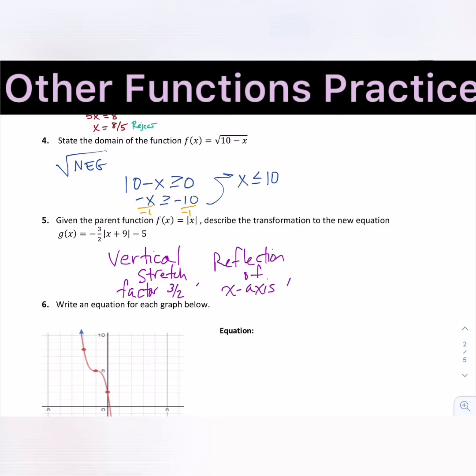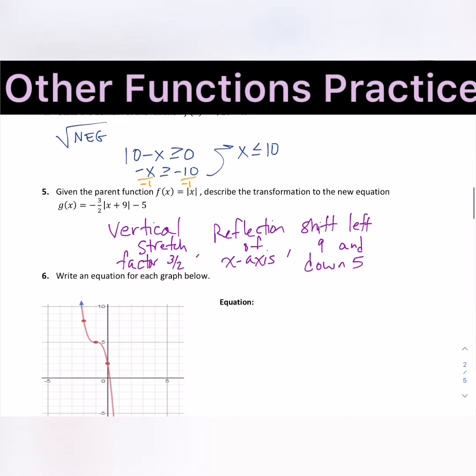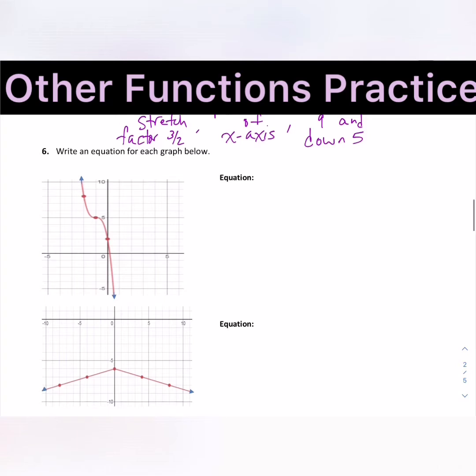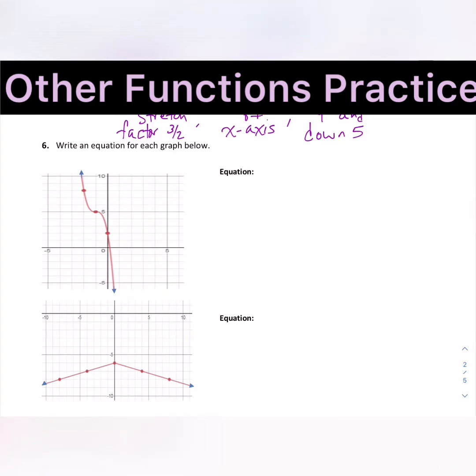You also have a shift of, we're going to go left 9 and down 5. So those are the 4 transformations that take place: a vertical stretch, factor of 3/2, a reflection of the x-axis, and it's going to shift left 9 and down 5. All right, let's jump into number 6. Pause the video, write out the equations for these, and then we will see how you did.